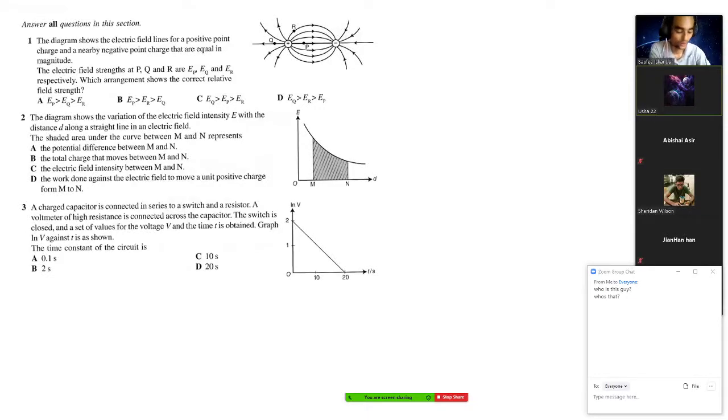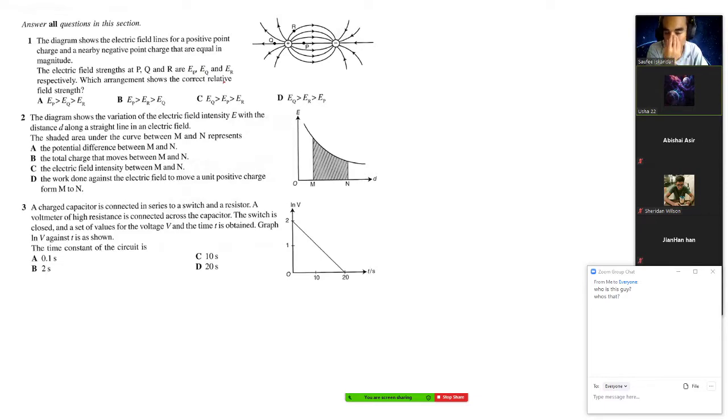Okay. So, model paper 5. The diagram shows the electric field lines for a positive point charge and a nearby negative charge equal in magnitude. Compare the electric field strength at P, Q, and R. Which arrangement shows the correct relative field strength?